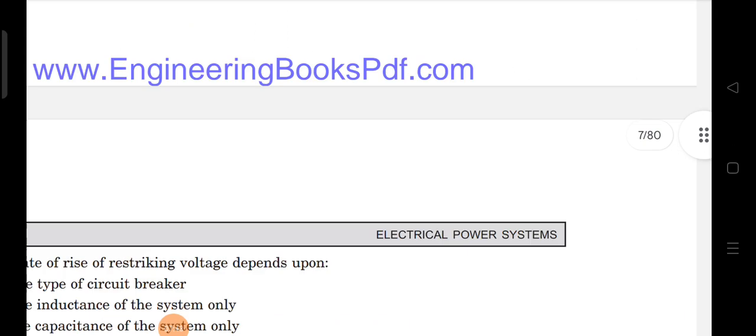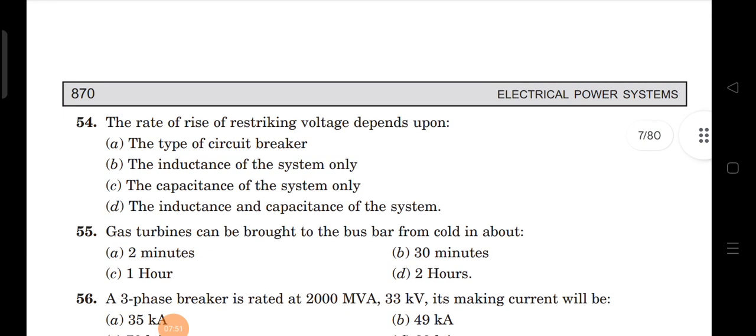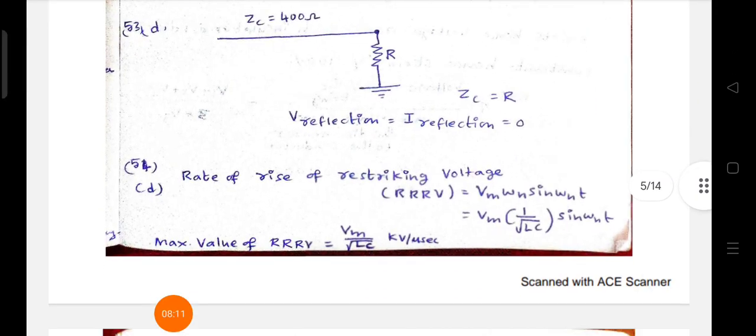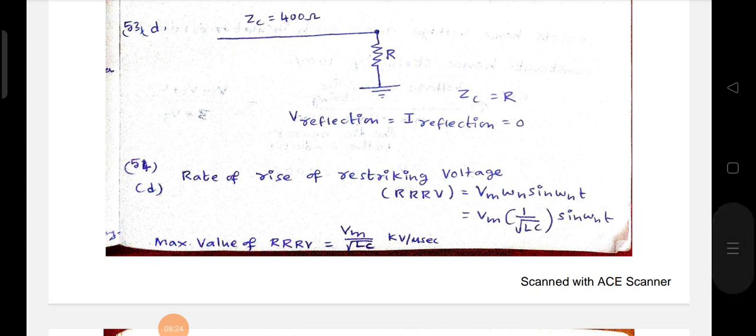Okay, next, the rate of rise of restriking voltage depends upon, okay, the rate of rise of restriking voltage, that is nothing but RRRV is equal to Vm by under root LC into sine omega n into T. See here, the rate of rise of restriking voltage formula will be Vm into omega n into sine omega n into T, where omega n is nothing but 1 by root LC. That means rate of rise of restriking voltage depends upon inductance value and capacitance value, right? Now see the options.